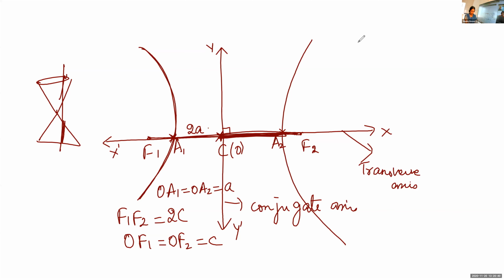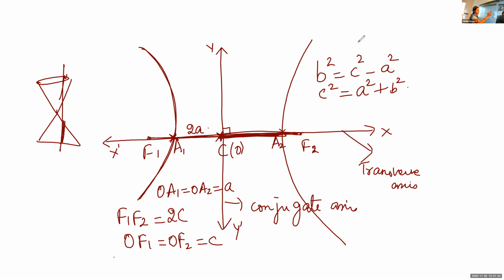Now we define a quantity called B. We have A, which we call the vertex, and C is the focus, the focal distance of the focus from the center or from the origin. What is B? B square is equal to C square minus A square. Therefore, C square is A square plus B square.